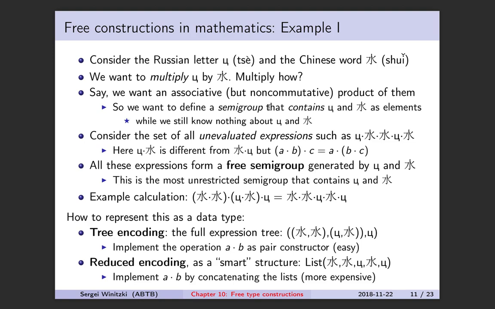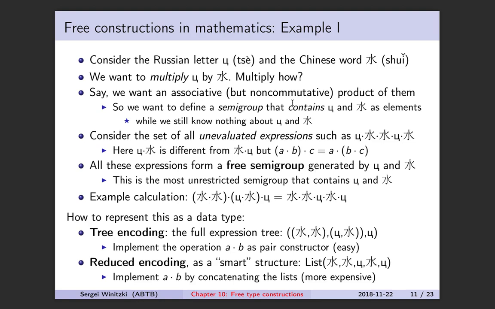Mathematicians first ask, what kind of product do you want? Do you want an associative, commutative, distributive product? So let's say we want an associative product, not necessarily commutative. Mathematicians would then say, very well, what you want is to define some kind of semigroup. In other words, a structure that has an associative but not necessarily commutative product. And you want a semigroup that contains tse and shui as elements. You would say, well, but I have no idea what tse and shui are. No worries. I'll get you a semigroup that contains them.